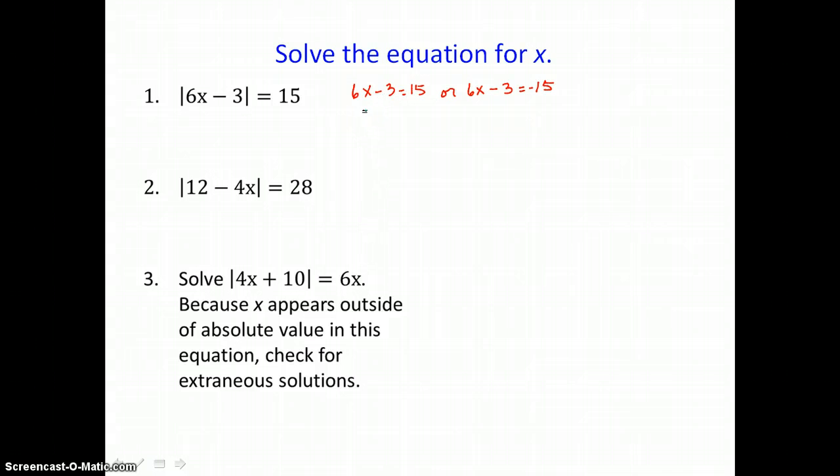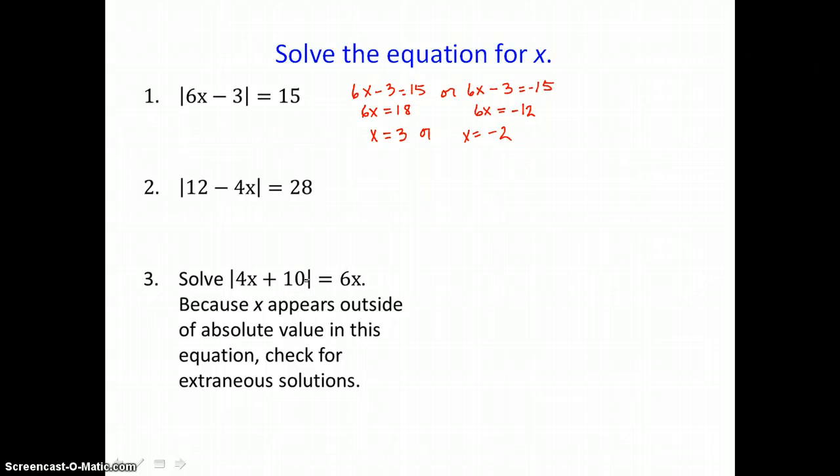In the first one, we're going to add 3 to both sides to get 6x alone, and 15 plus 3 is 18. Now we'll divide both sides by 6 to get x alone. X is equal to 3. Or over here, adding 3 to both sides, 6x is equal to negative 12. And dividing both sides by 6, we find that x could equal negative 2. So we get two solutions to this absolute value equation. X could equal 3 or x could equal negative 2.